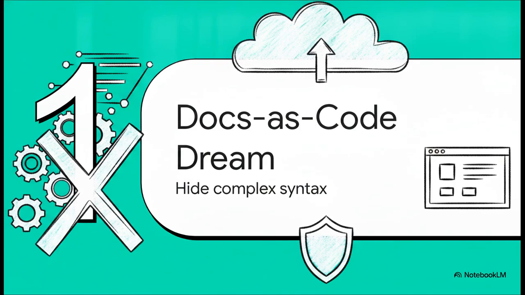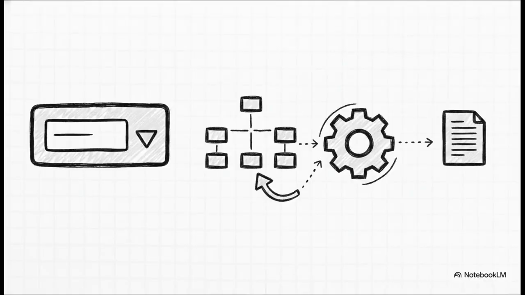Section 1. The Docs as code dream. Shielding users from complex syntax. So to actually shield users from all that raw code, we build out front-end features that make this feel like a totally seamless everyday app rather than some hardcore code editor. The main goal here is to create a visual interface that entirely hides the raw YAML and Markdown from non-technical users. First up, we start with visual front matter.